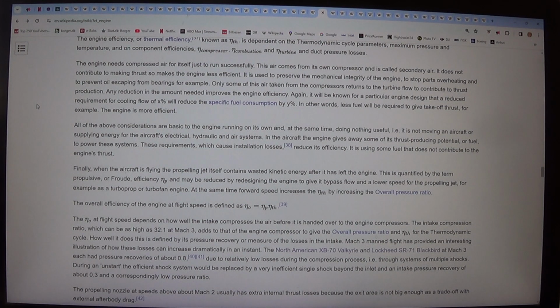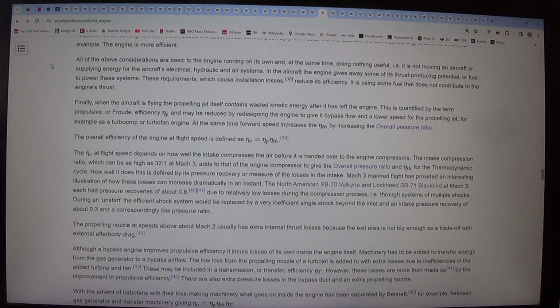Again, it will be known for a particular engine design that a reduced requirement for cooling flow of X% will reduce the specific fuel consumption by Y%. In other words, less fuel will be required to give takeoff thrust, for example. The engine is more efficient. All of the above considerations are basic to the engine running on its own and, at the same time, doing nothing useful, i.e. it is not moving an aircraft or supplying energy for the aircraft's electrical, hydraulic and air systems.